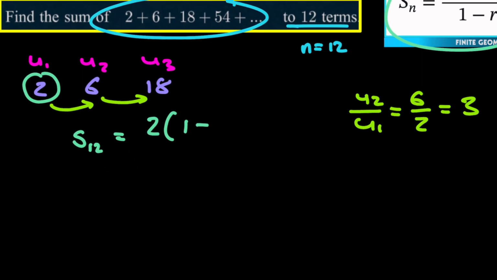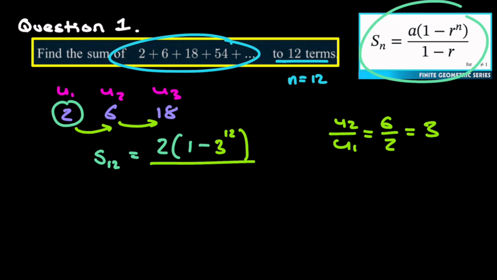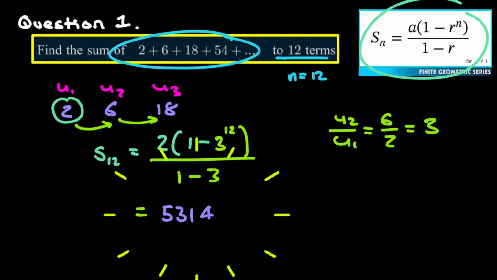So we're multiplying by 3 every time. So we're going to put that into our formula now. So that would be 3 to the power of n, and remember n is 12, close brackets, and this is all over 1 minus r. So that would be 1 minus 3. Now I'm just going to pop all that into my calculator, and I get 531,440, and that's the end of question 1.